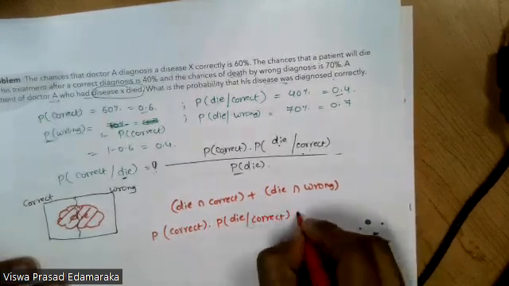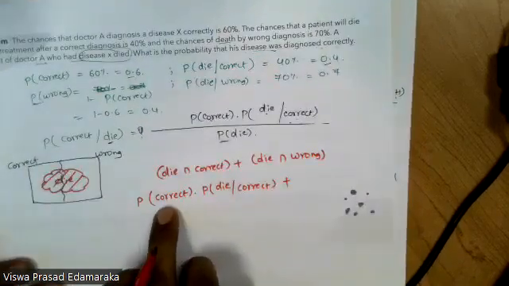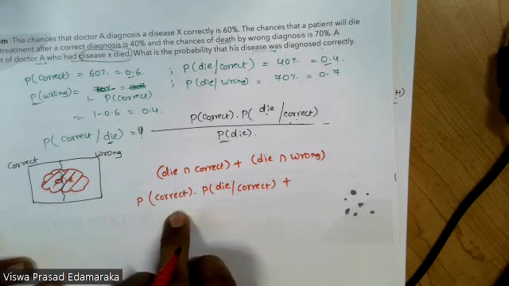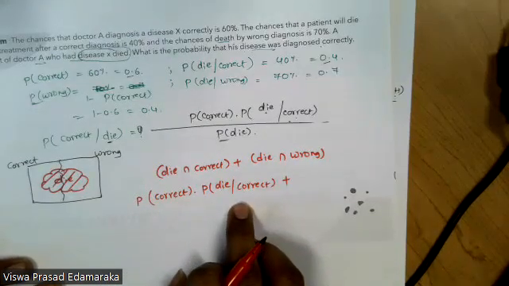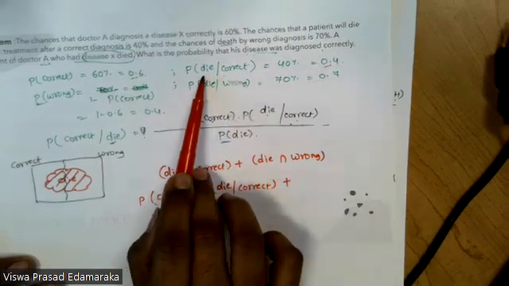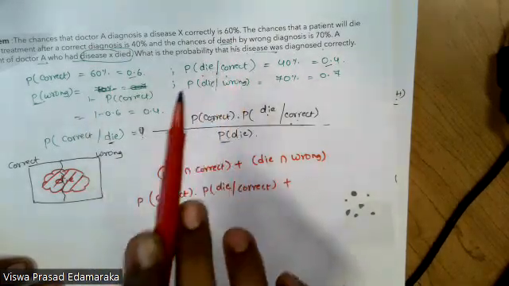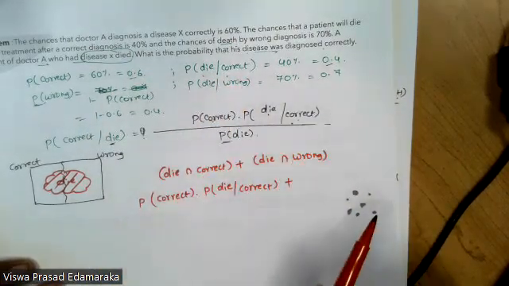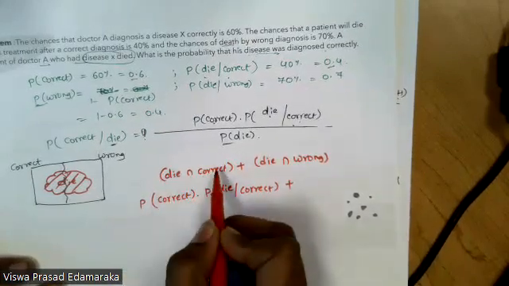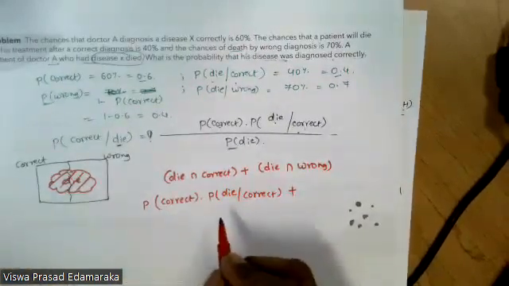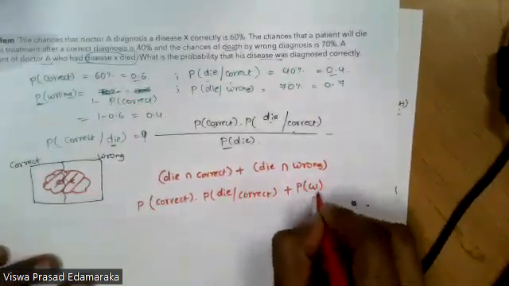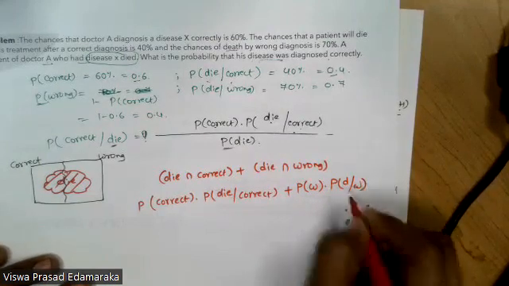Some people might ask why I shouldn't write P of die first and P of correct given die. We need to see the question and the given data. We have die given correct, not correct given die. So based on the question, we have to adjust whether correct first or die first. P of correct and P of die given correct, and P of wrong and P of die given wrong.